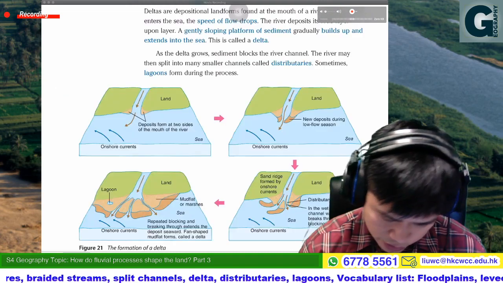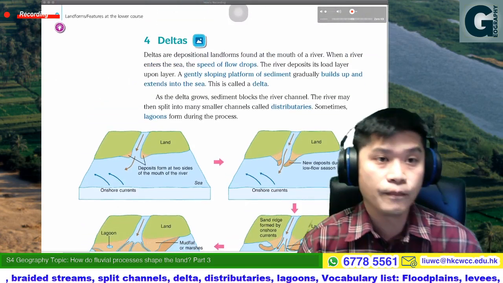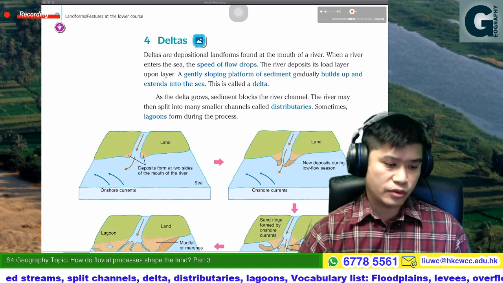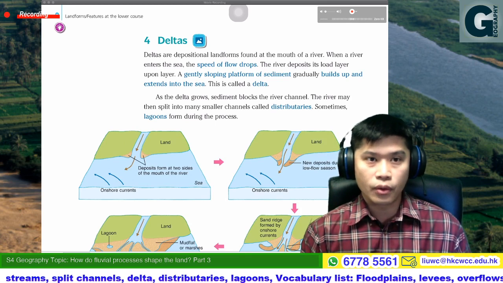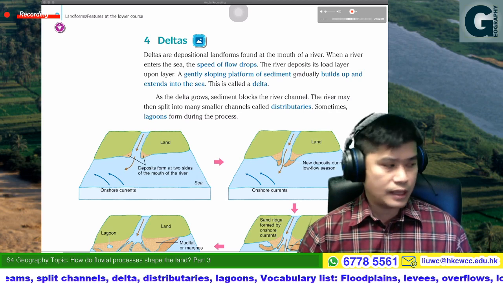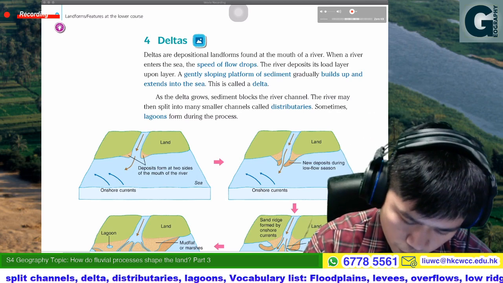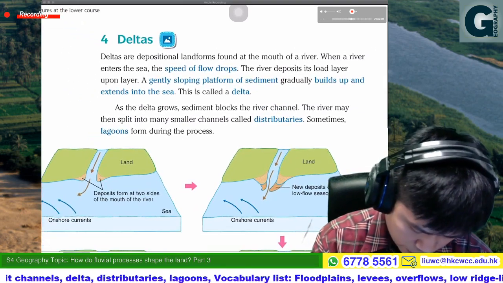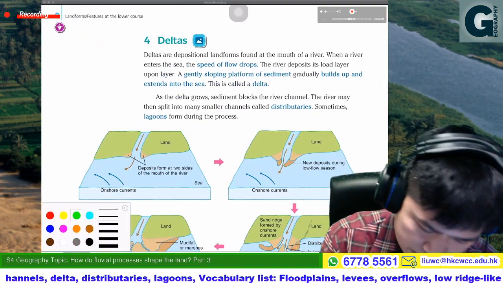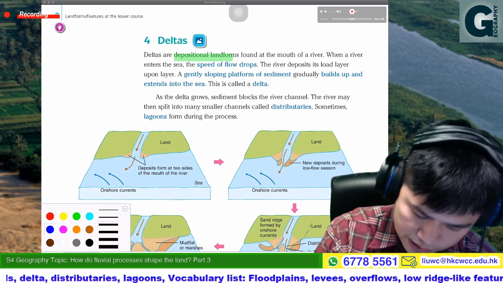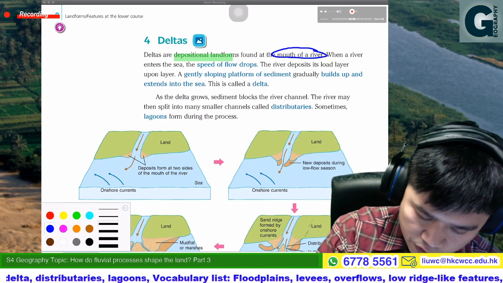Then the last one, the last feature. Delta, 三角洲. For delta, I would say the formation is also simple. It is mainly formed by deposition. So what would be the formation of a delta? A delta is a depositional landform found, please mark this, at the mouth of a river.